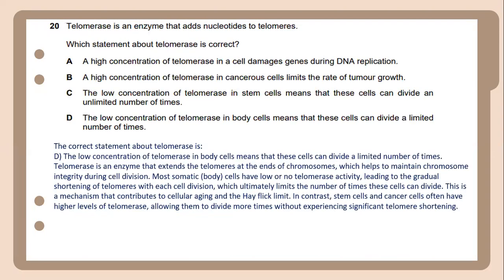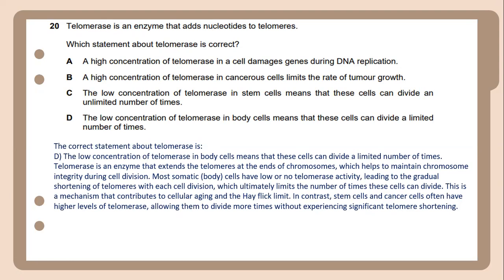Number 20, telomerase is an enzyme that adds nucleotides to telomeres. Which statement about telomerase is correct? In this case, the answer for this question is D. The low concentration of telomerase in body cells means that these cells can divide a limited number of times.